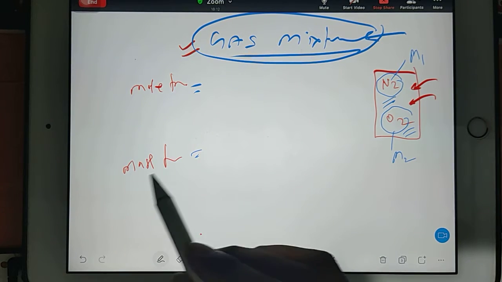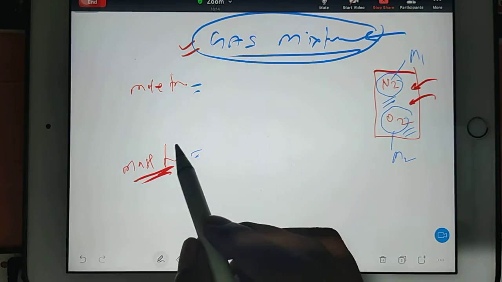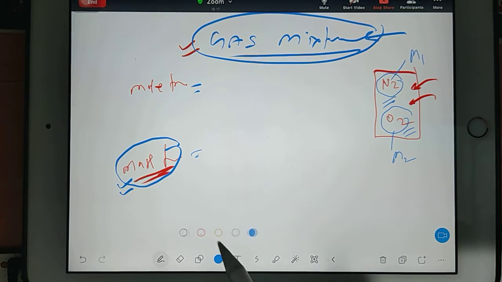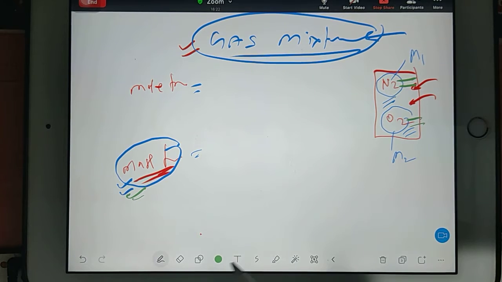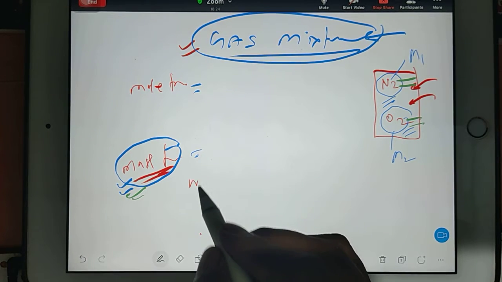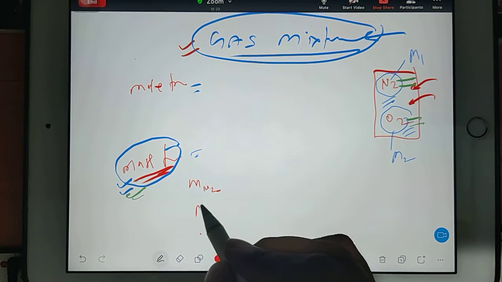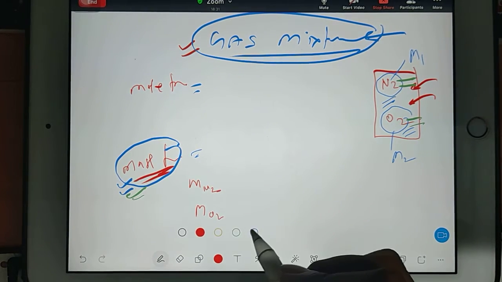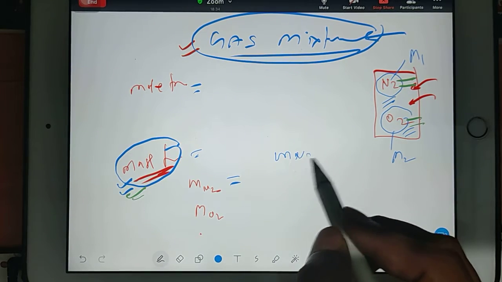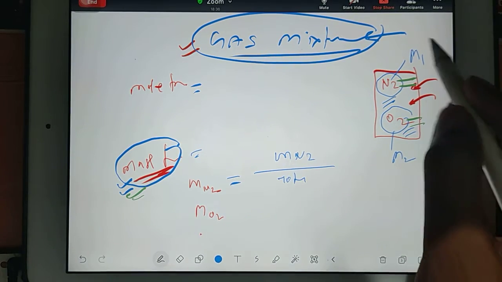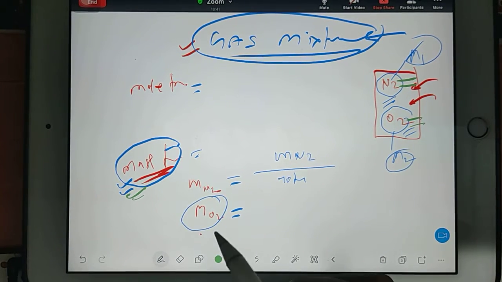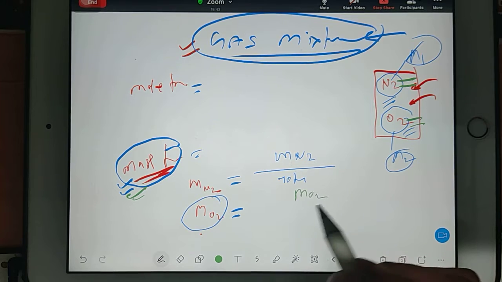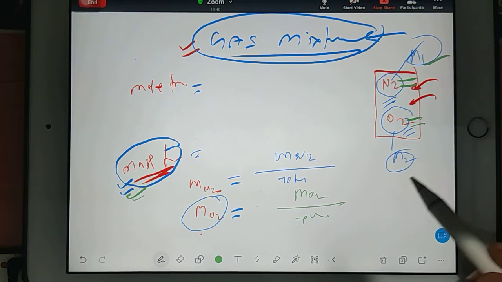So how will you find out mass fraction? When you are finding out mass fraction, you will find it either for N2 or for O2 or for both. Mass fraction for N2 or mass fraction for O2. So how will you find out this? Mass of N2 divided by total mass. Total mass means M1 plus M2. In the same way, if you want to find out mass fraction for oxygen, then mass of oxygen divided by total mass. Total mass means M1 plus M2 both.